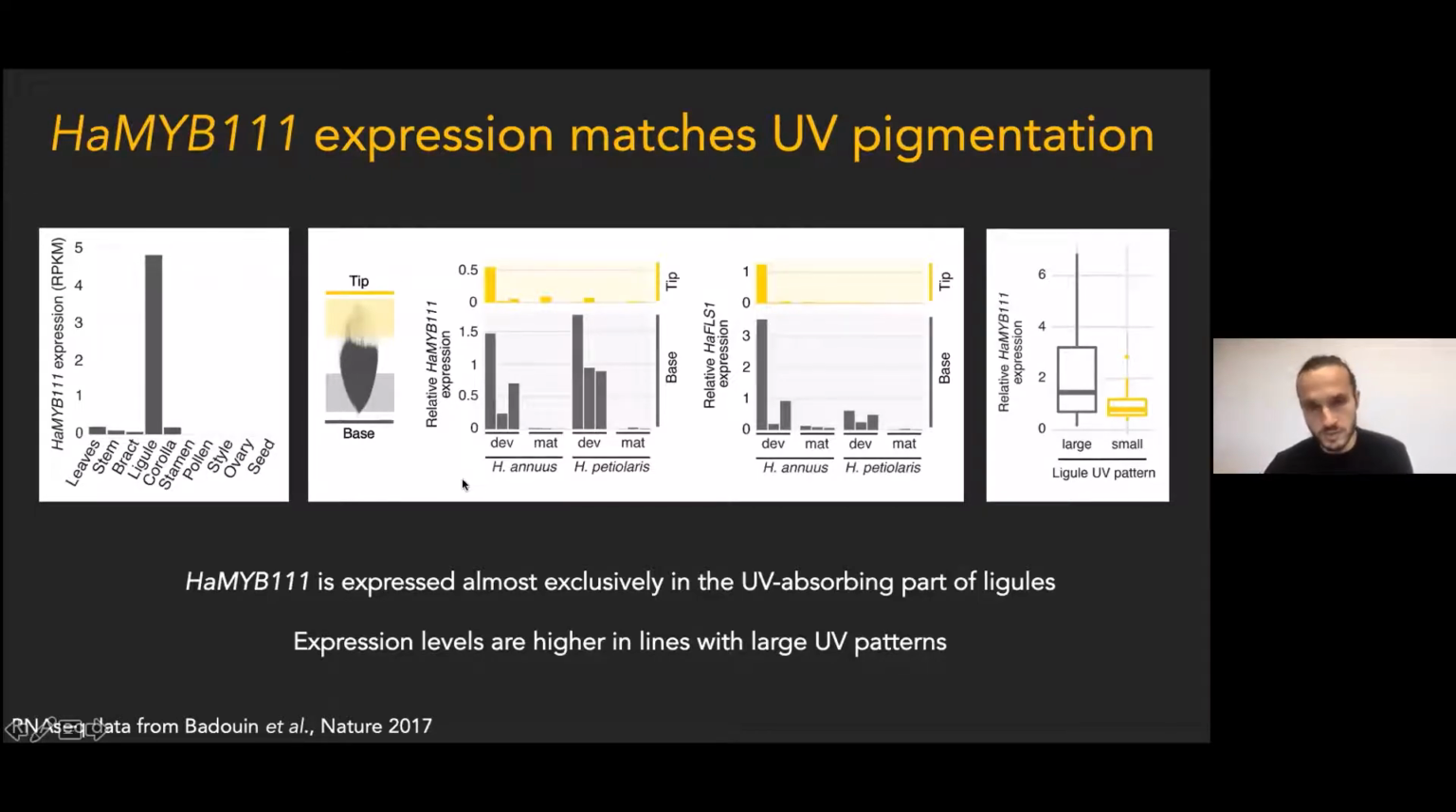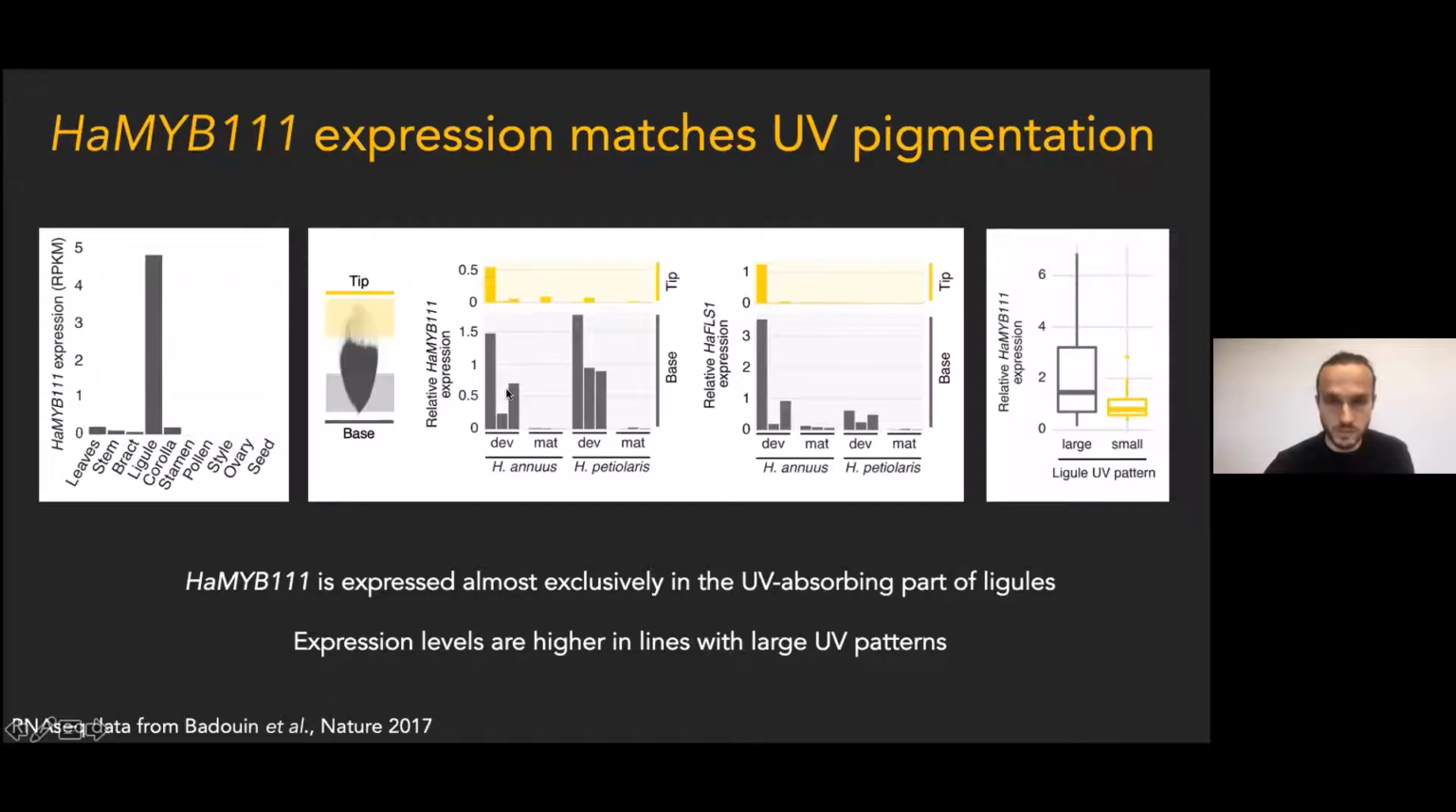We look more in detail, and we compare expression in the tip, the UV reflecting part of a petal, and in the base, the UV absorbing part of the petal. We found that MIB-111, as you probably would expect, is expressed at a much higher level in the base, where you have accumulation of the pigments. And this expression is particularly high in developing petals, when the petals are small and just starting to get UV pigmentation and pigmentation in general, and decreases strongly in mature petals. This is consistent with a role in establishing these UV patterns early on in petal development.